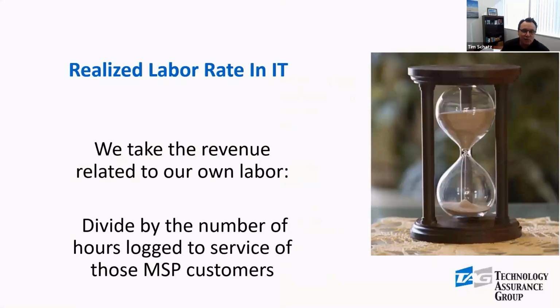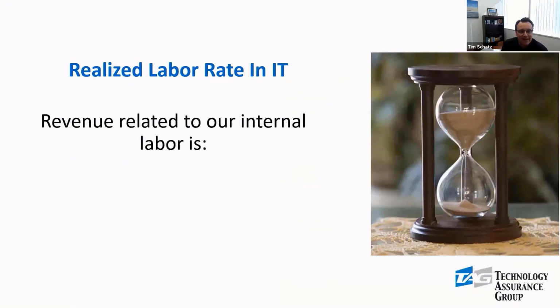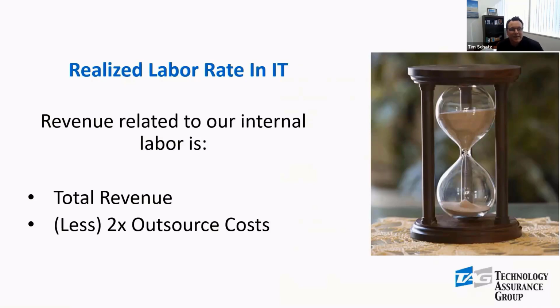First, we take the revenue related to our own labor, which I'm going to define, and then obviously the same way we would do it with any other, divide by the number of hours we applied to service those MSP customers. So the revenue related to our internal labor is going to be our total MSP revenue less the amount we spend on outsourced costs times 2.